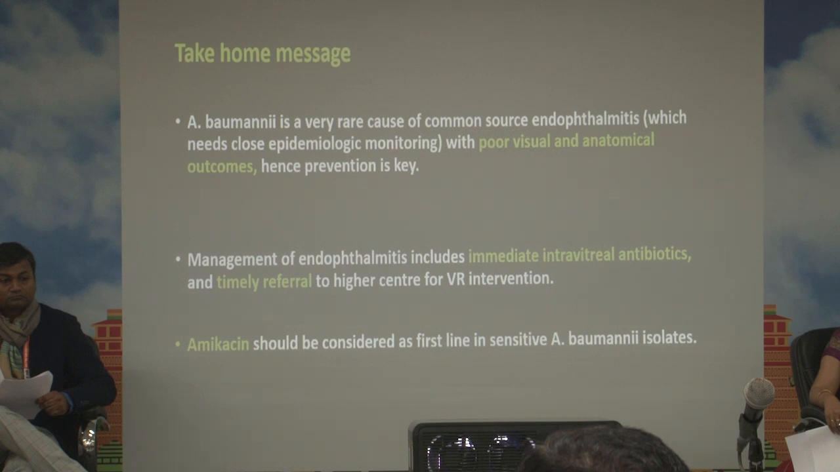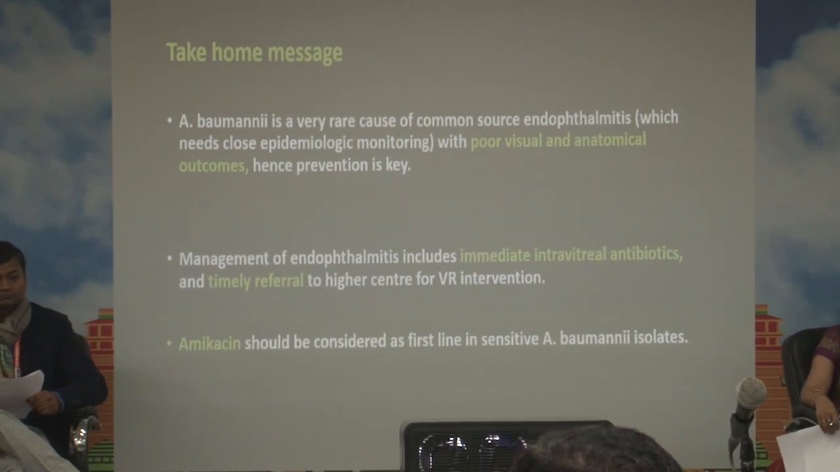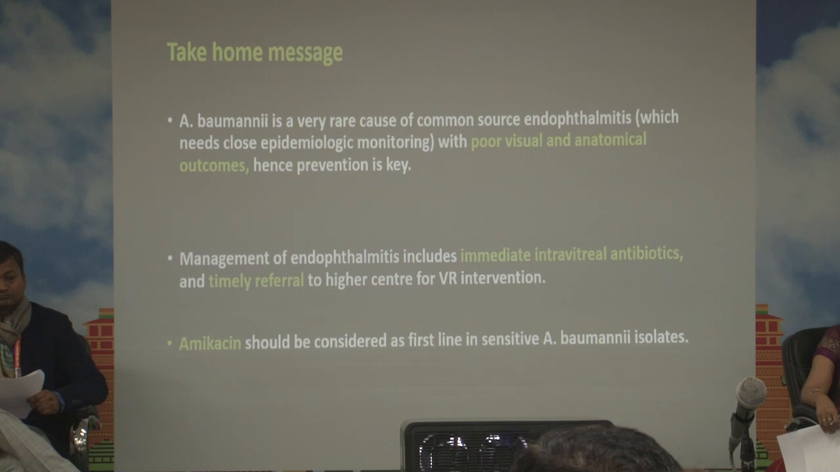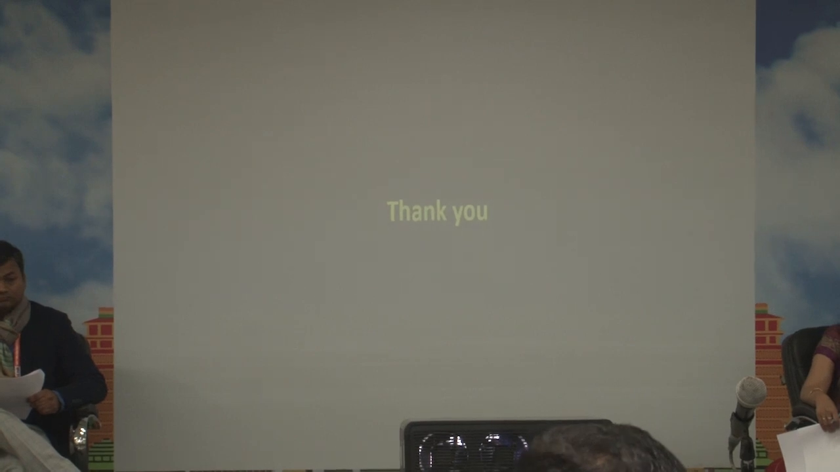So my take-home message will be: A. baumannii is a very rare cause of common source endophthalmitis, which needs close epidemiologic monitoring, with poor visual and anatomical outcomes, hence prevention is key. Management of endophthalmitis includes immediate intravitreal antibiotics and timely referral to a higher center for vitreoretinal intervention. Amikacin should be considered as first line in sensitive Acinetobacter baumannii isolates. Thank you so much.